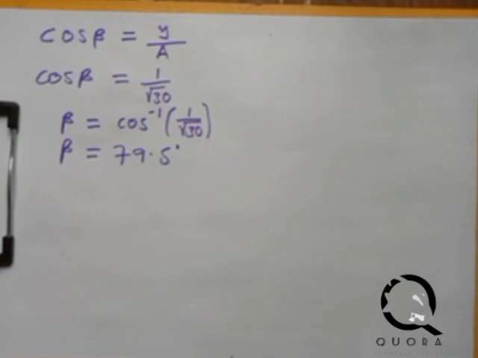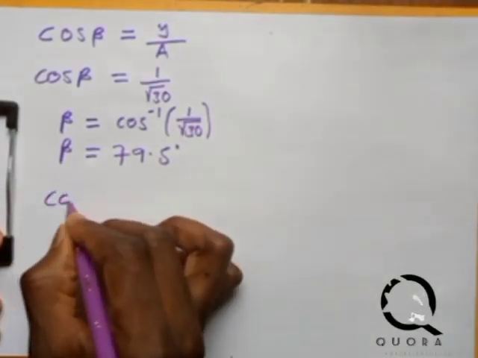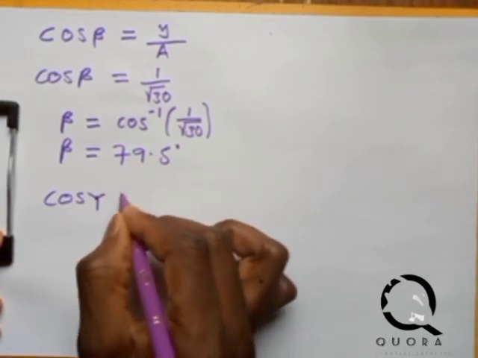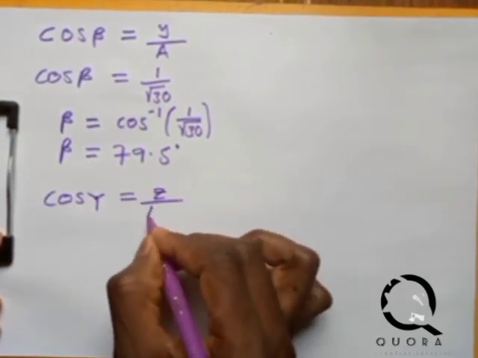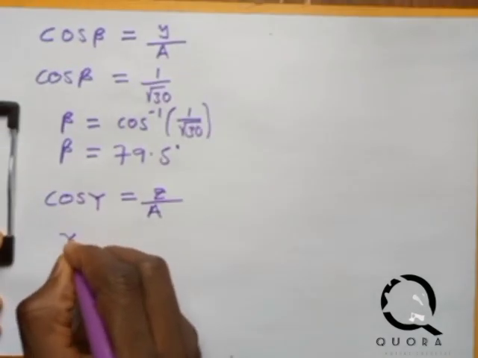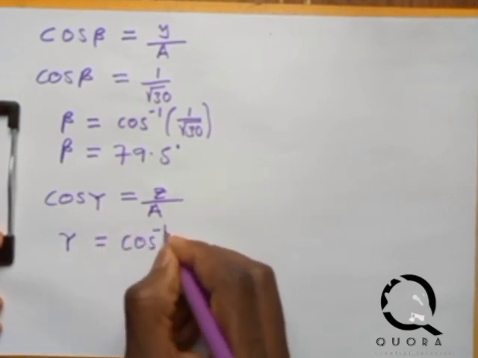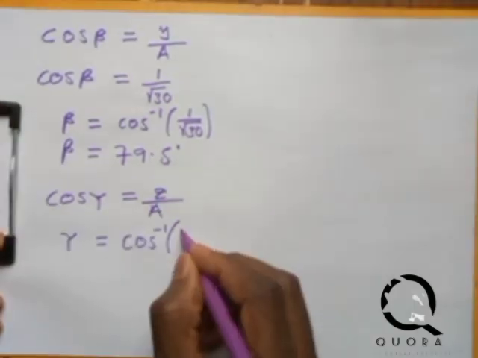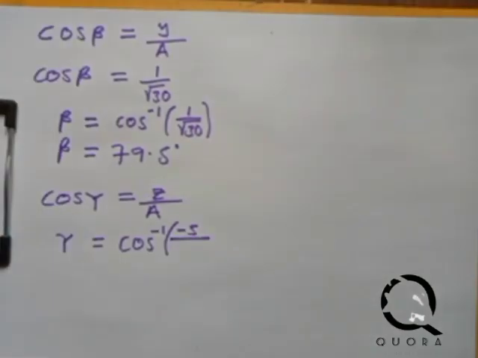If we go to the z-axis, which is having negative 5z, we are going to say cos gamma has to be equal to z over the resultant A, meaning that gamma is going to be equal to cos inverse of z, which has to be negative 5. Just use the same negative 5. For cos and sine, you can use the same thing and you are going to get the exact angle.